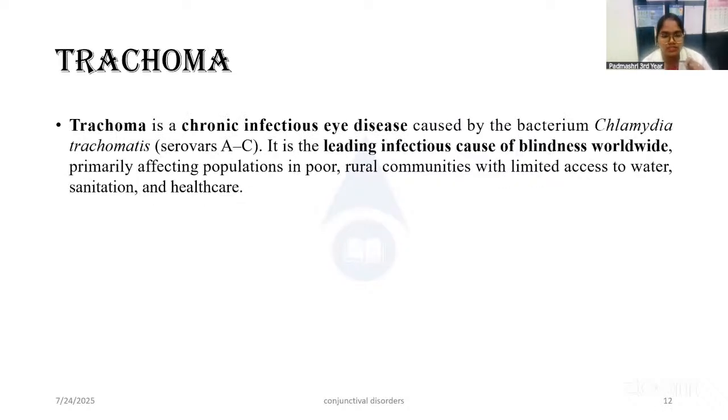Trachoma. It is a chronic infectious eye disease caused by the bacterium Chlamydia trachomatis, that is serovars A to C. It is the leading infectious cause of blindness worldwide, primarily affecting populations in poor rural communities with limited access to water, sanitation, and healthcare.